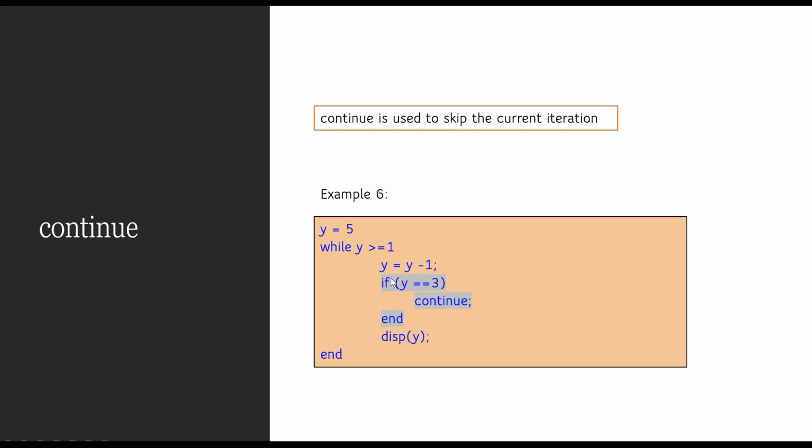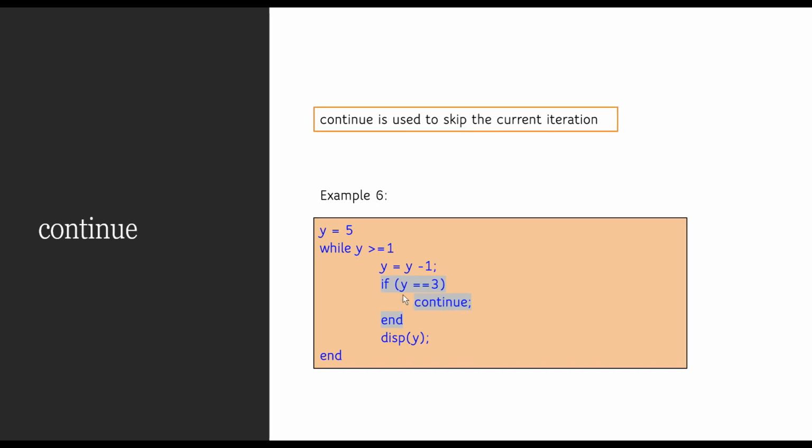So y now becomes 2, and then we check y, is it equal to 3? No, so we're not going to continue and so on. So this code is checking if y is 3, do not display y. So basically this code displays 4, 2, 1, okay? Why not 5? Because in this line of code we are decreasing the value of y by 1.